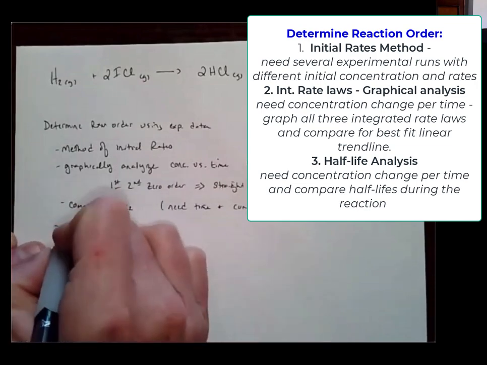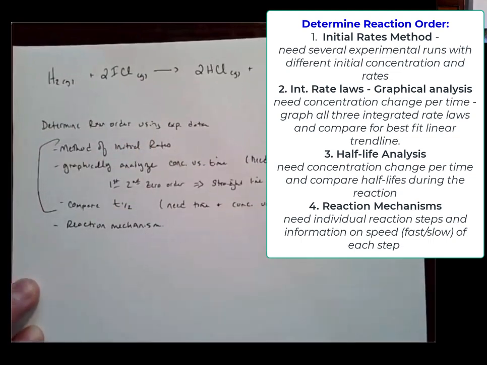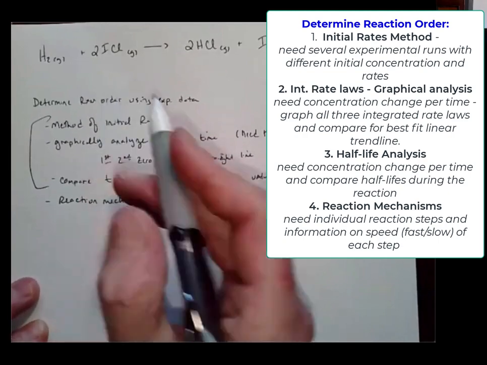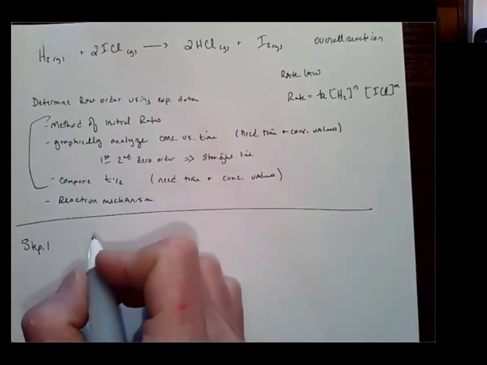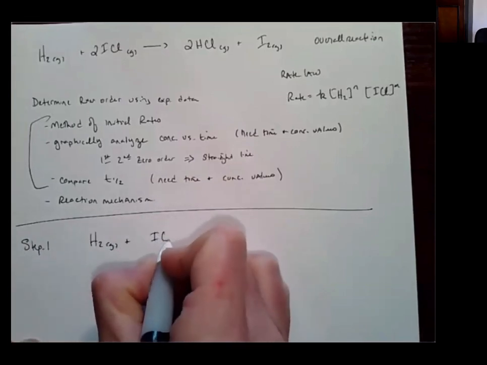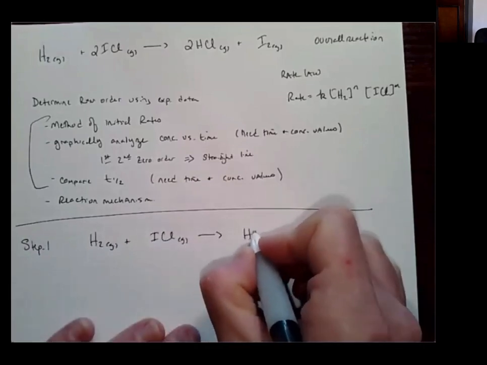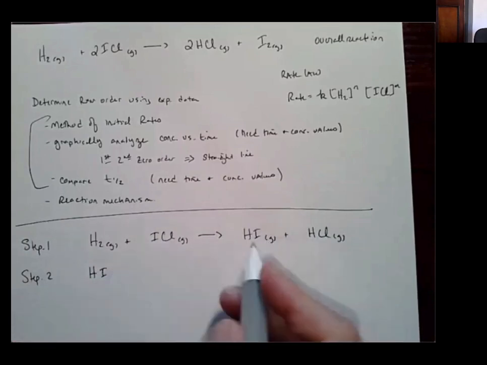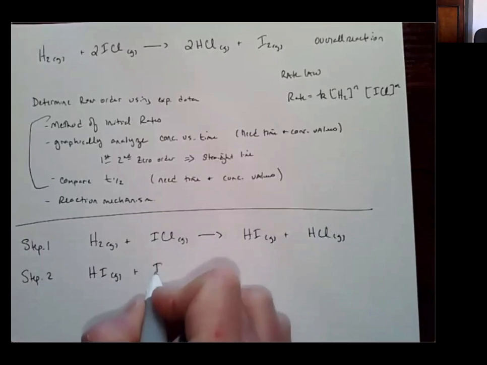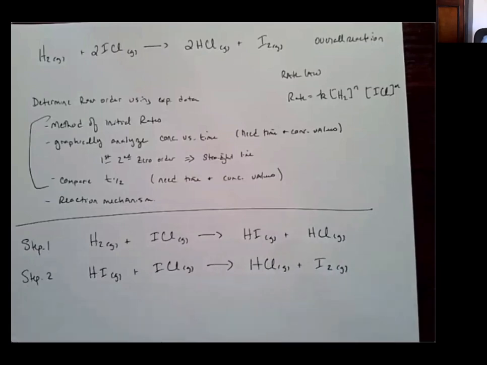I could also look at my reaction mechanisms. So these we've already discussed. This is what we're going to cover today. So if I have this simple reaction here, it occurs in 2 steps. Step 1 happens, I take hydrogen gas, I react with 1 iodine monochloride gas, and I form HI plus HCl. So that would be my step 1. Step 2, I take my HI that I formed up here, and I react that with another ICl, and then I form HCl plus I2. So these would be my 2 steps.